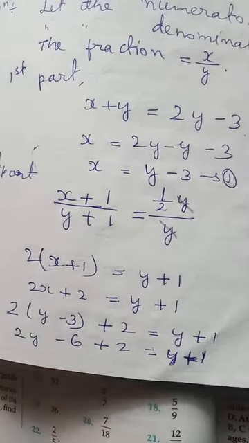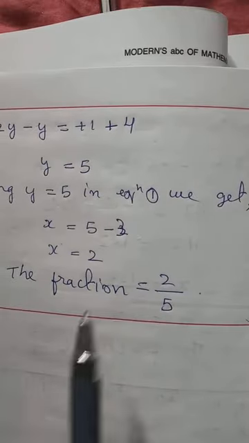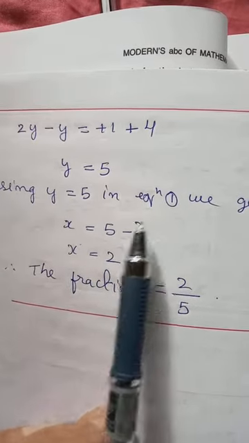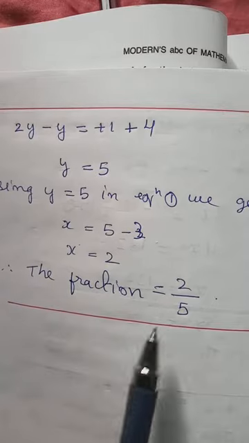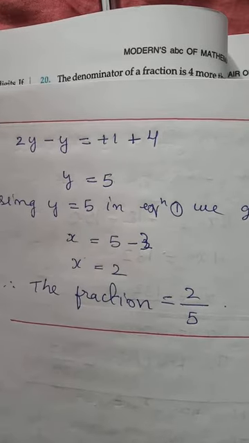We take it that side, it will become plus 5. Then 2y minus y will be equal to y. So we get y equals 5. Replace in equation 1. Then x we will get 5 minus 3 equals 2. So the fraction is 2 upon 5. Then we get the answer to question 1.